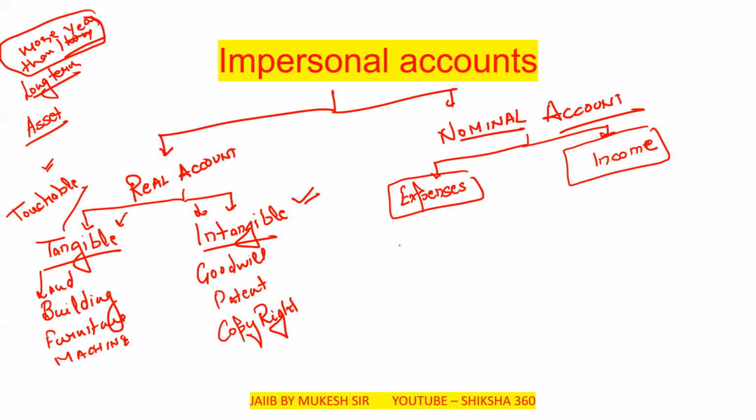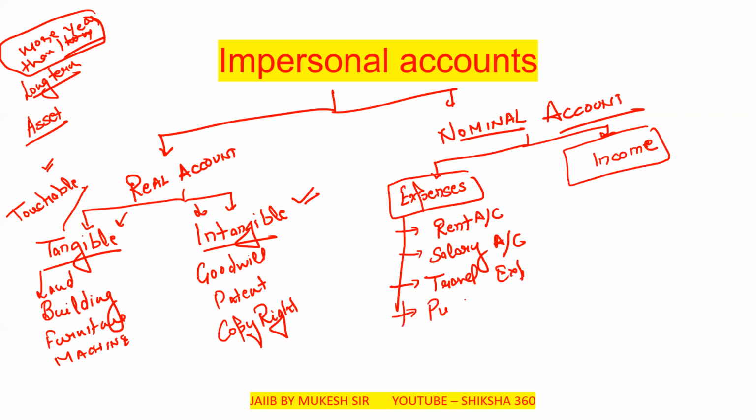So what do we include under the expenses? Expenses are like rent account, salary account, travel expenses, and purchase. Purchase is also one of the expenses. So if purchase is one of the expenses, then what is sale? It is one of the income.